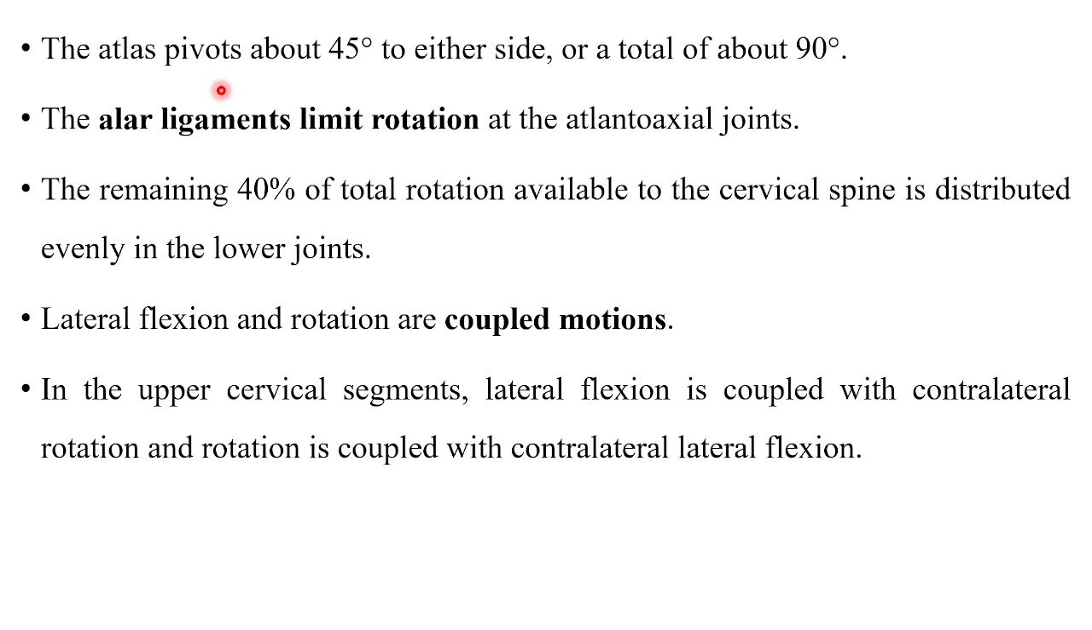The atlas pivots about 45 degrees to either side, for a total of about 90 degrees. The alar ligaments limit rotation at the atlanto-axial joints. The remaining 40% of the total rotation available to the cervical spine is distributed evenly in the lower joints.